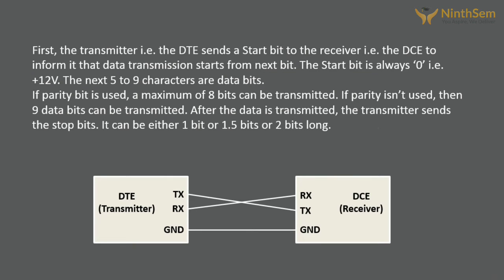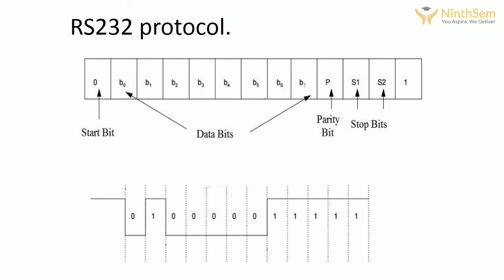If a parity bit isn't used, then 9 data bits can be transmitted. After the data is transmitted, the transmitter sends the stop bits. It can be either 1 bit, 1.5 bits, or 2 bits long. I know it sounds really confusing, so let me give you a clear idea with the following image. This image shows the frame format of the RS-232 protocol.